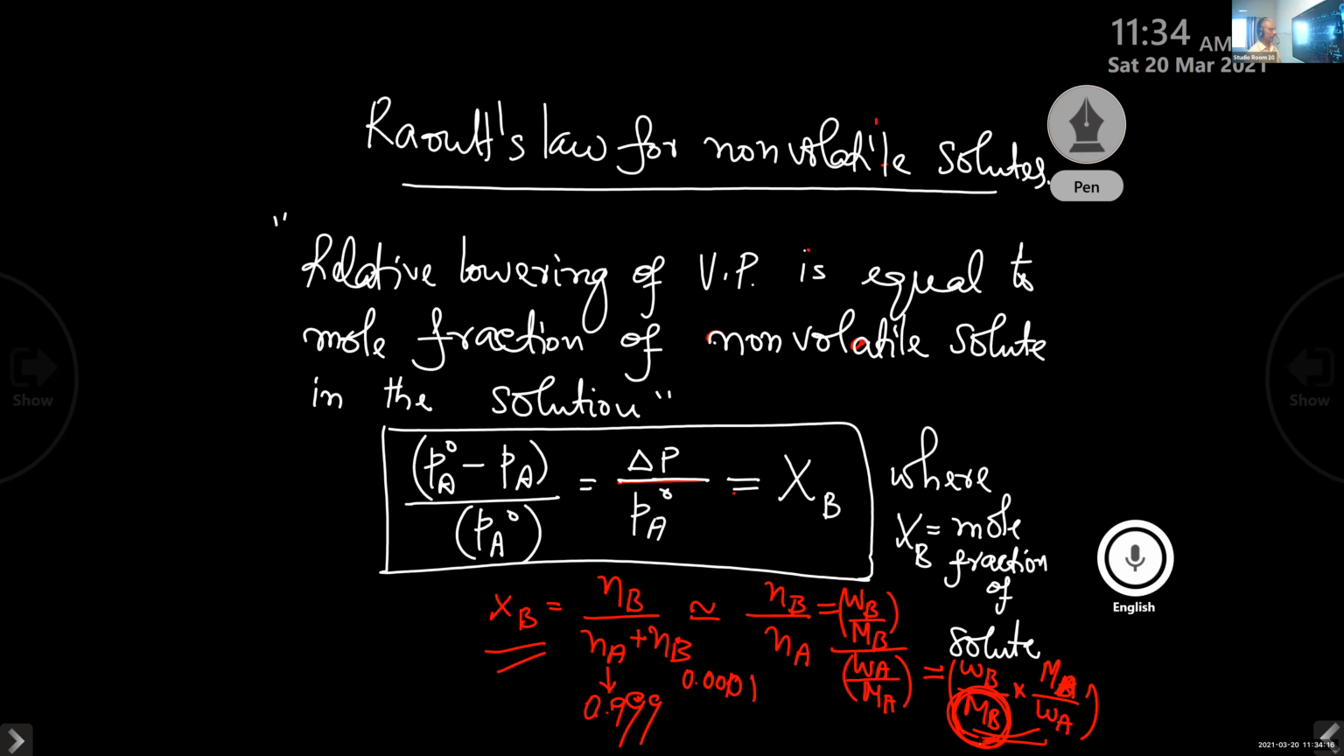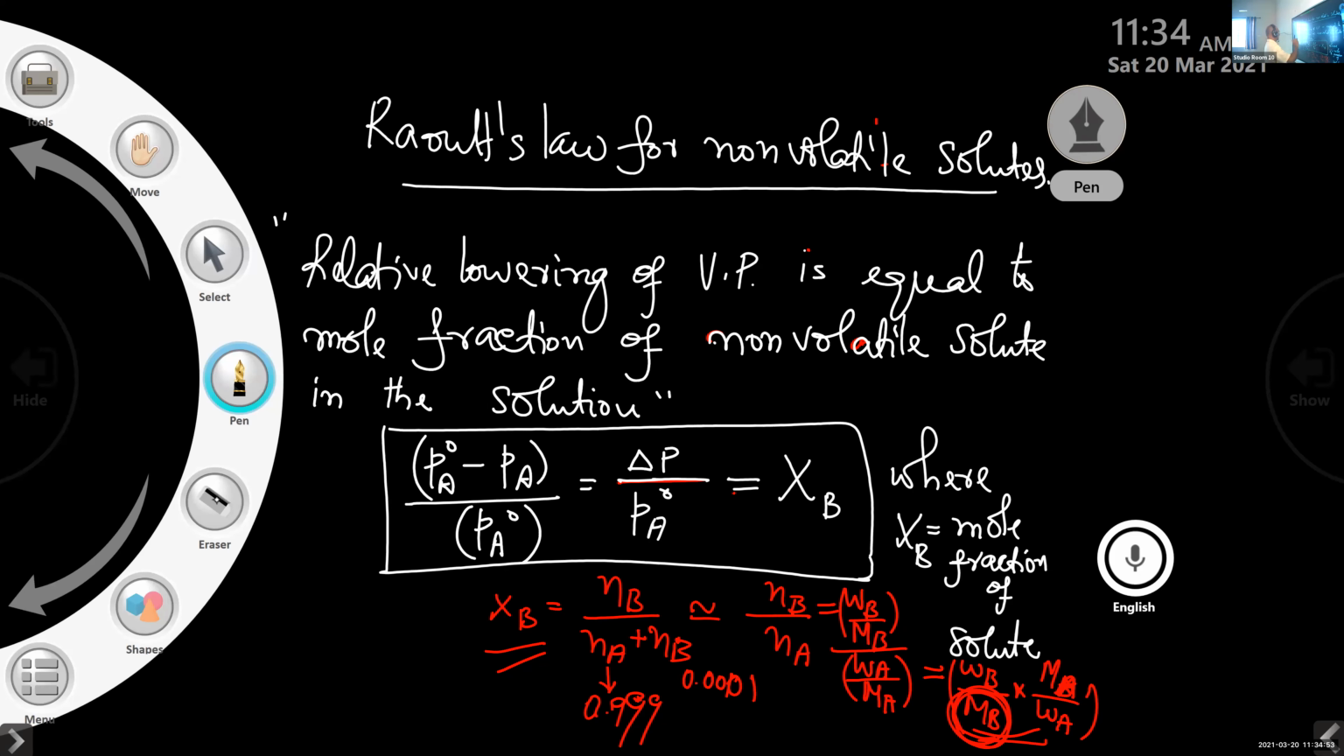From that, we can calculate the molar mass of the non-volatile solute. See the relation? (PA0 minus PA) by PA0 is equal to delta P by PA0. That's equal to, now we are going to substitute XB. In the place of XB, we are going to substitute WB by MB into MA by WA. So what will be the relation? Let us see the final relation.